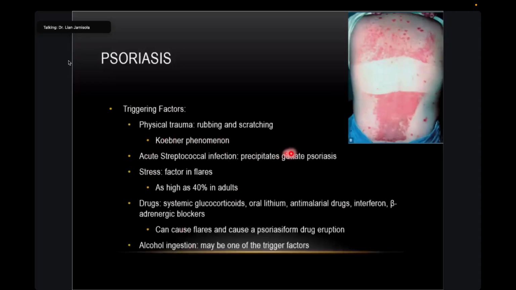Okay, so I've already discussed Koebner and streptococcal infection that can cause guttate psoriasis. Stress can be a factor in flares, especially in adults, no? As high as 40% in adults can be triggered by stress. And some drugs mentioned earlier. Alcohol ingestion as well, no? Can be one of the trigger factors. So yung may mga psoriasis dyan, please do not drink alcohol. Do not smoke as well.